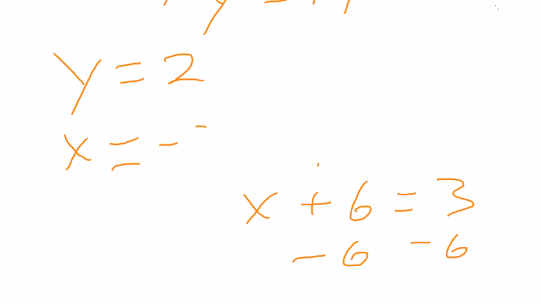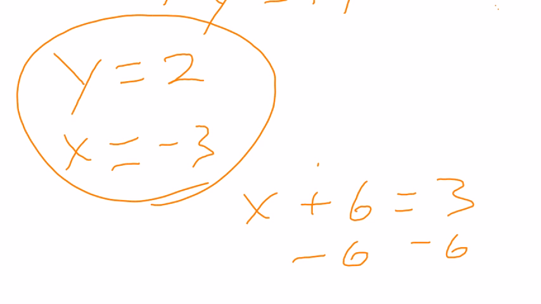X equals negative 3. All right, does that look like it's a possible solution? Yep, there's a graph that goes along with number 12, and it shows it as a possible solution, or as the solution. So, yep.